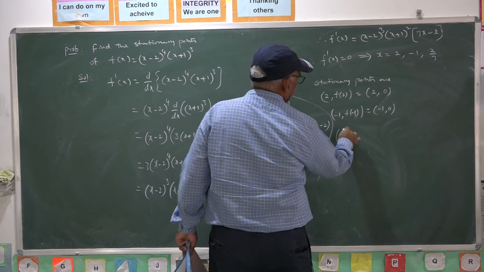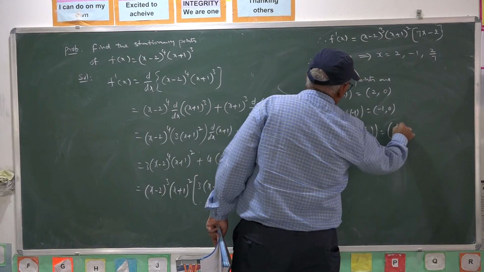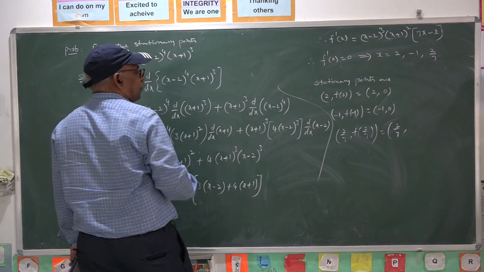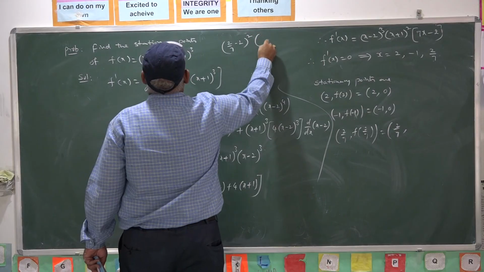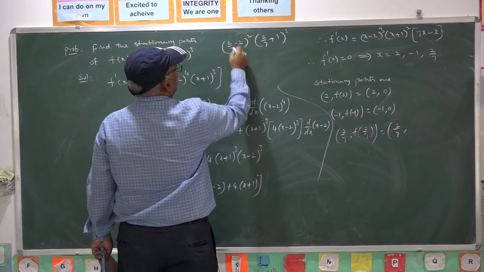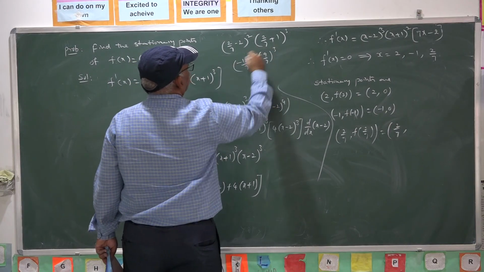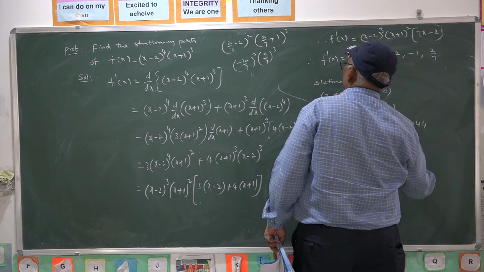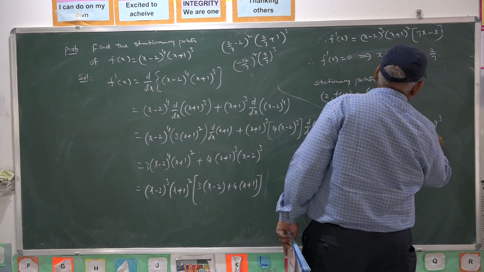And similarly, for x equal to 2 by 7, f of 2 by 7. I will calculate the f value for x equal to 2 by 7. That is (2 by 7 minus 2) whole square into (2 by 7 plus 1) whole cube. This is (minus 12 by 7) whole square into (9 by 7) whole cube. That is 144 into 9 cube by 7 power 5.